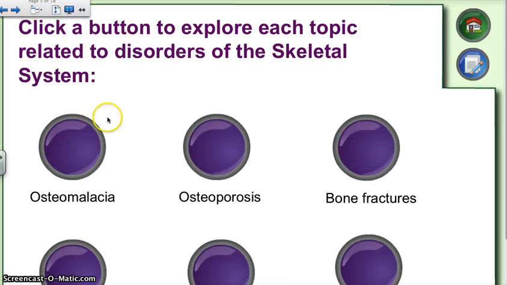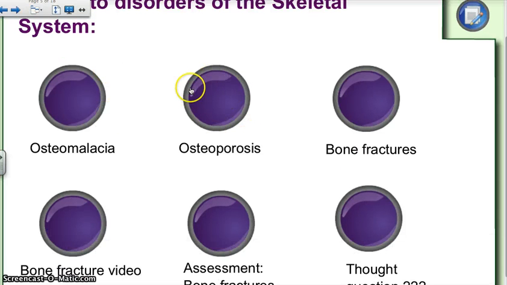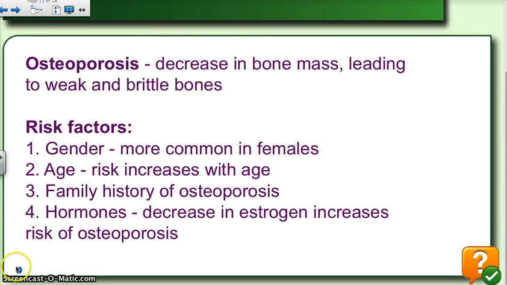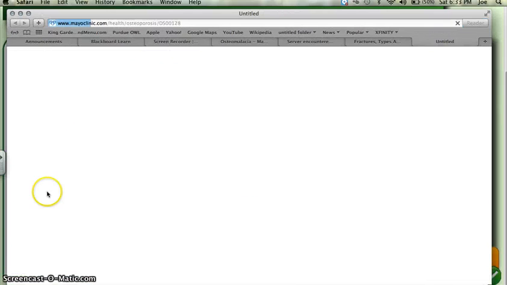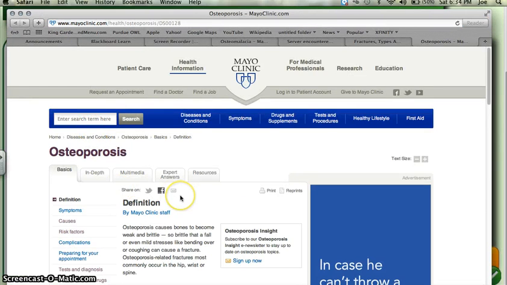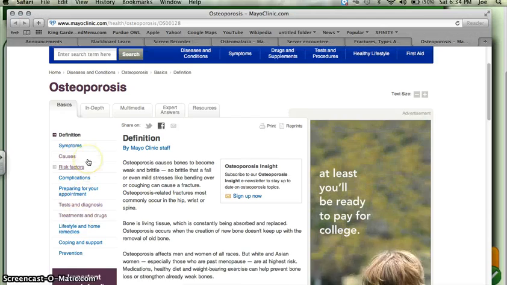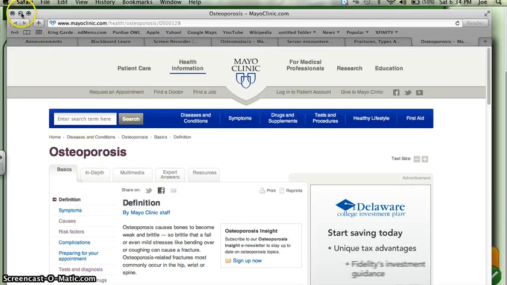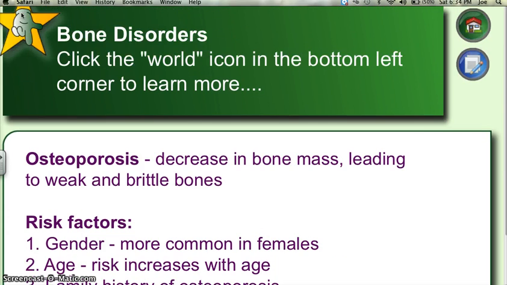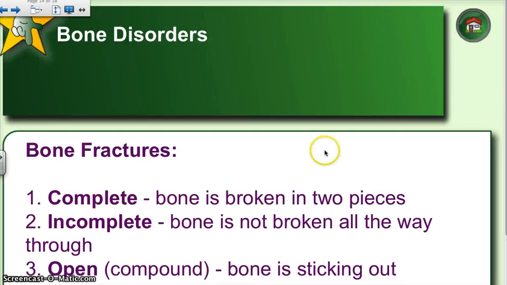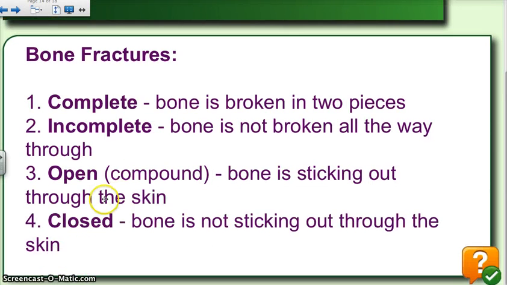Each time we'll go back to the topic menu and then they can select which topic they want to look at next. For osteoporosis, they have another link to the Mayo Clinic, which provides, again, a lot of information about this disorder. When they select bone fractures, I've listed the major types of fractures.